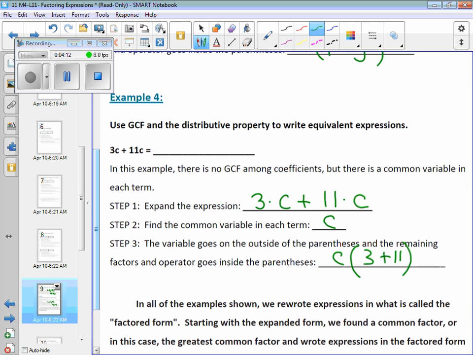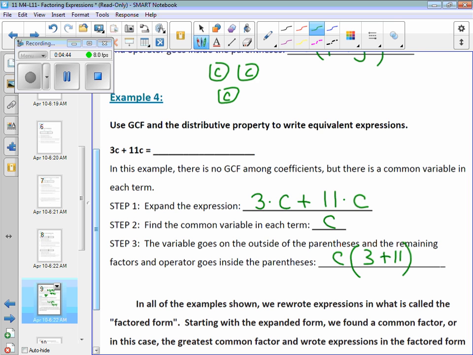Just to kind of show you how it all makes sense at the end. What's 14 times c? 14c, okay? What happens when you add like terms, 3c plus, think of the model, 3 c's plus 11 more c's makes a total of how many c's? 14c. You wind up with the same thing. That's what they're trying to show you, okay?